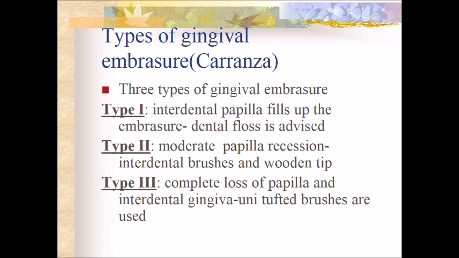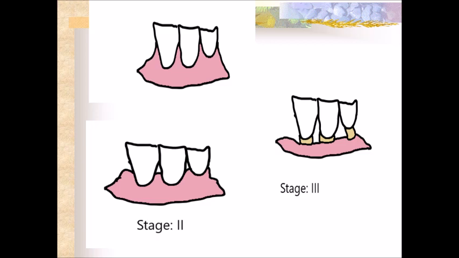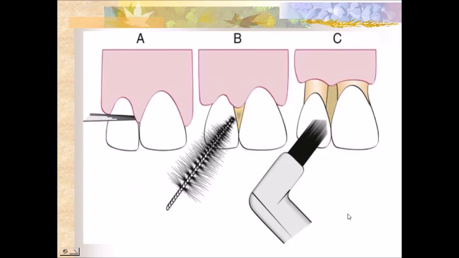In type 1, interdental papillae fill up the embrasure, and then we can use dental floss in this area. In moderate papillary recession, interdental brushes and wooden tips are recommended. With complete loss of papillae and interdental gingiva, single-tufted brushes are used. You can draw the diagram of the classification: type 1, type 2, type 3, and the various interdental cleaning aids that are used in type 1, type 2 and type 3.